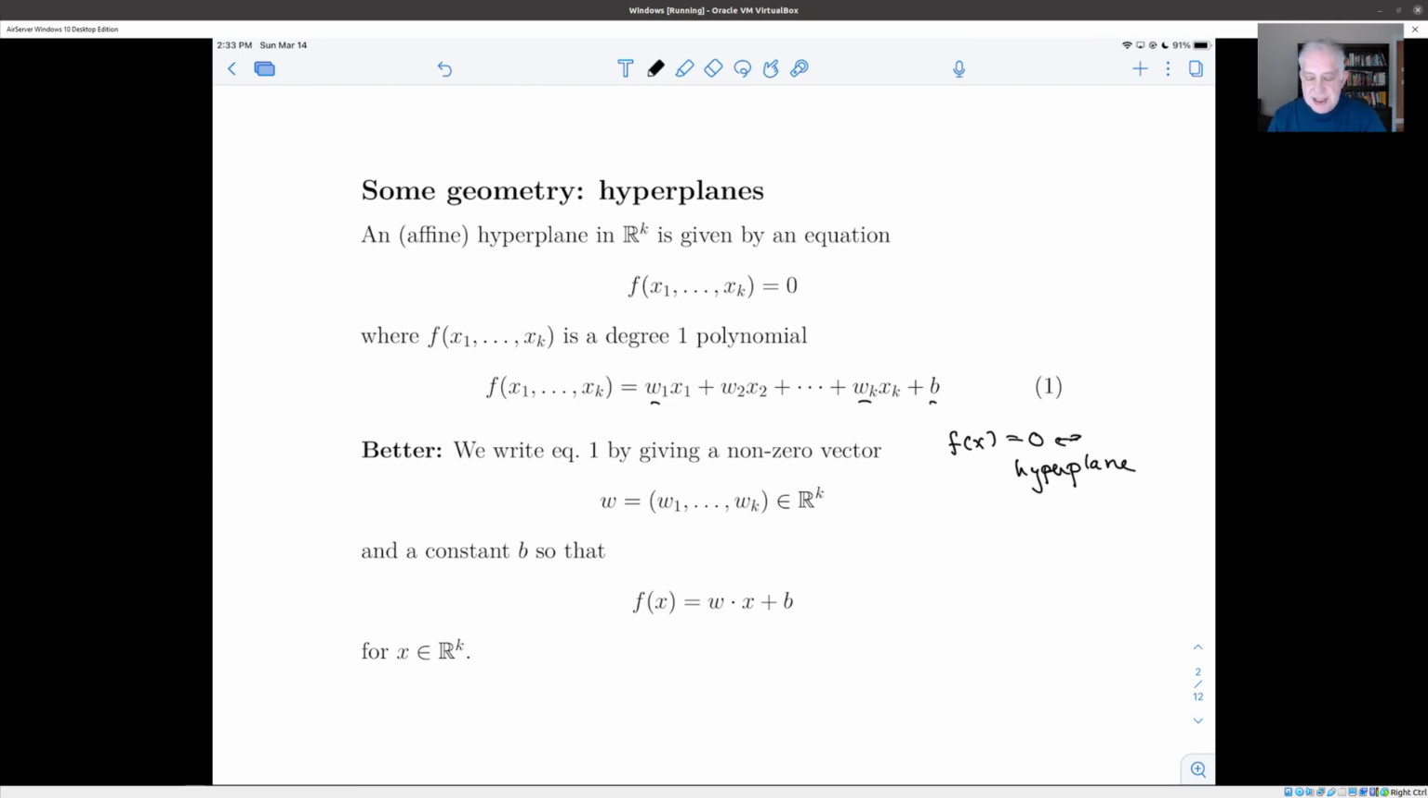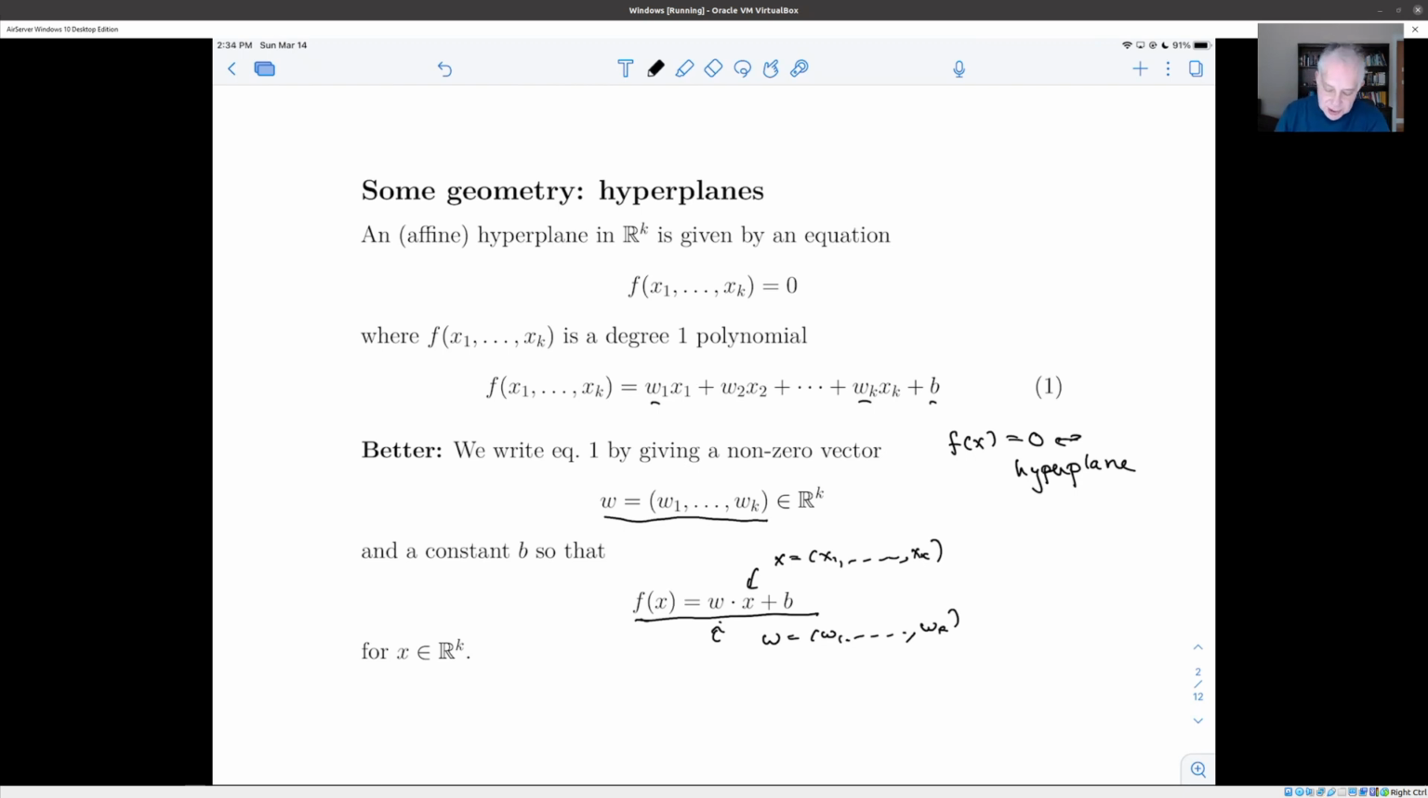We're going to work in vector notation and use ideas from vector geometry. So we're going to express the coefficients as a vector in Rk and write our degree 1 polynomial in vector form, where f of x is w dot x plus b. w dot x is the usual dot product. So here x, which is x1 up to xk, is the variable, if you like, and w, which is w1 up to wk, are the coefficients. And b is just a constant: w dot x plus b.